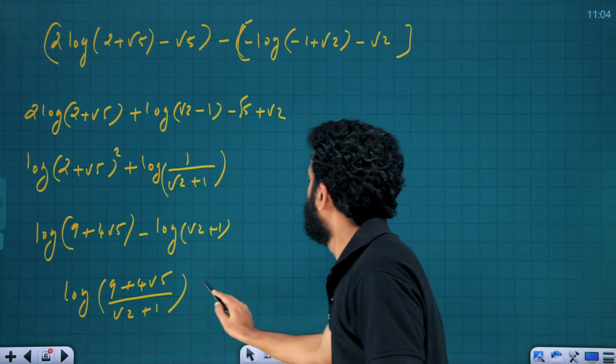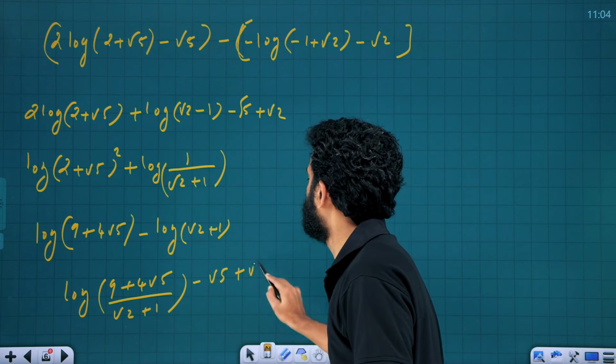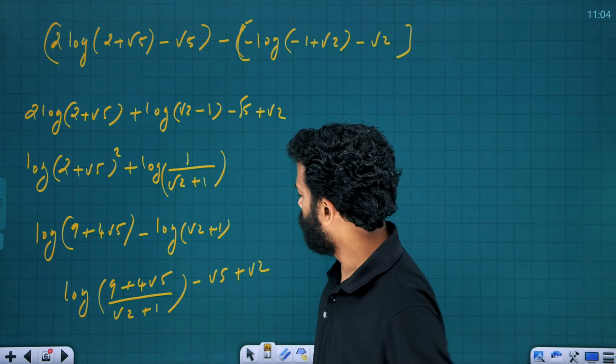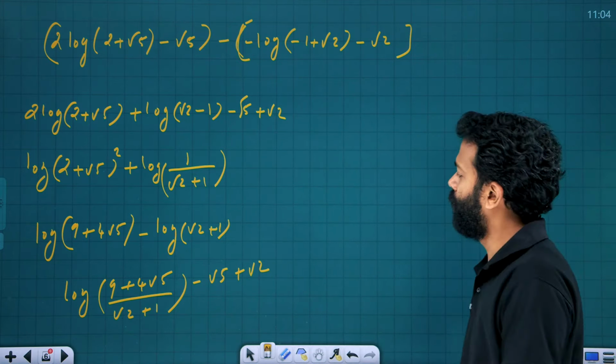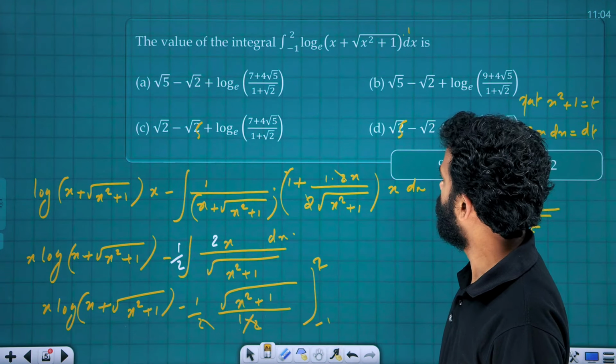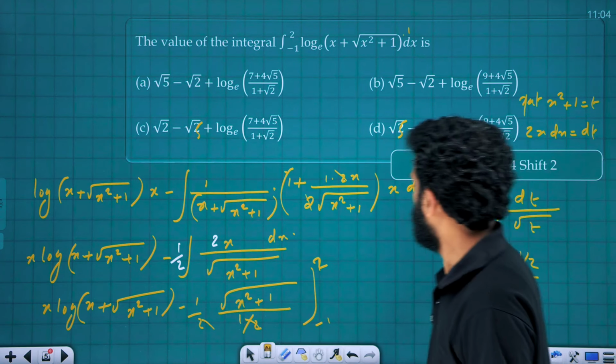Okay. And minus root 5 plus root 2. It will be like this. Okay, log of (9 plus 4 root 5) divided by (root 2 plus 1), minus root 5 plus root 2. That is the final answer for this one. And the correct answer is minus root 5 plus root 2. Yeah, it is like this.